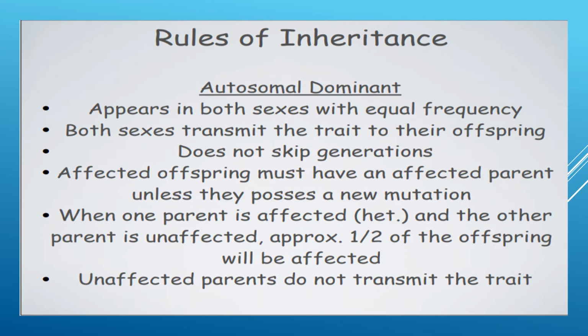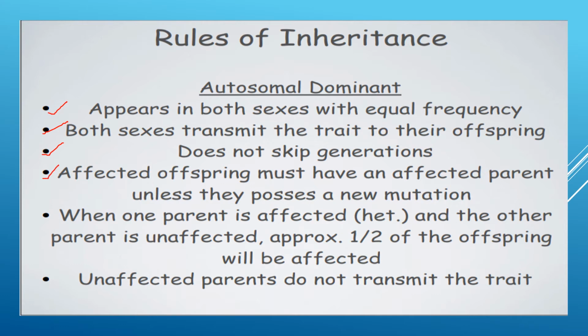Next is the rule for autosomal dominant. In autosomal dominant also, it occurs with equal frequency in both male and female, and both sexes transmit the trait to their offspring. That means that if the offspring is affected, then the parents should also be affected. And here we cannot see any skipping of generation. An affected offspring compulsorily has an affected parent.